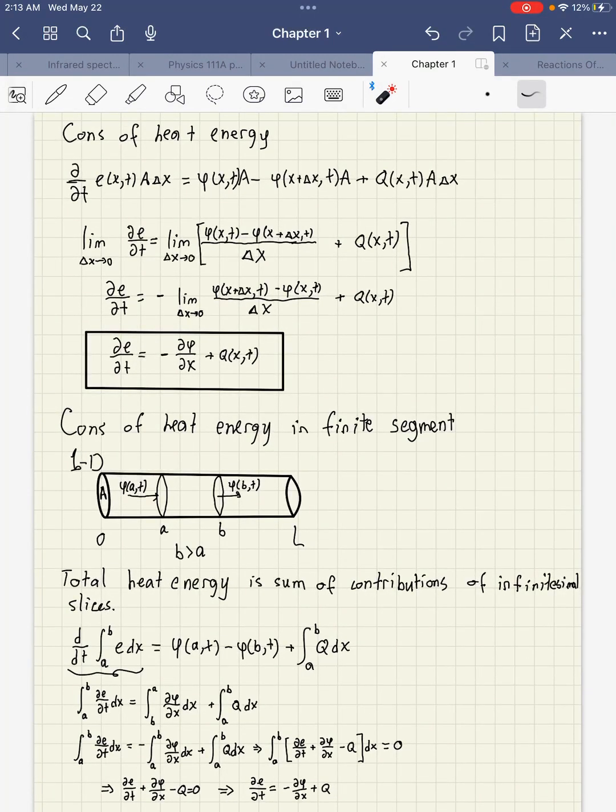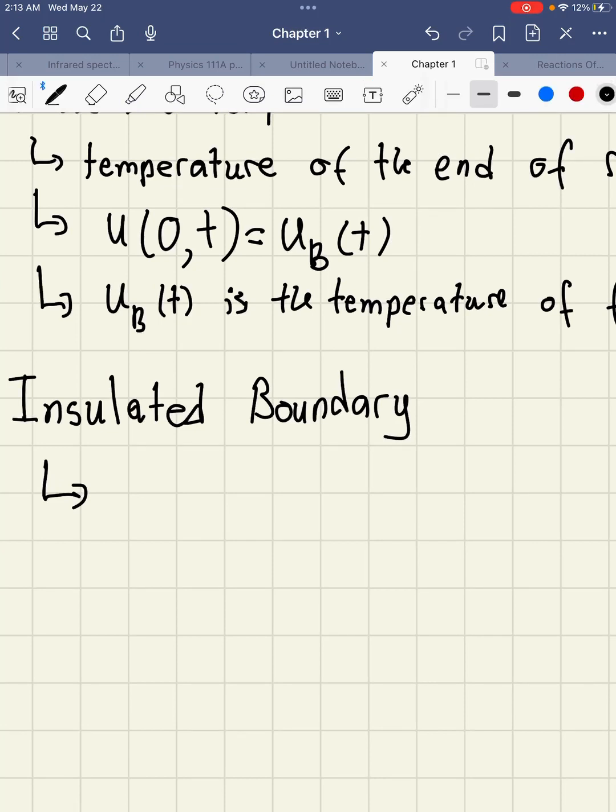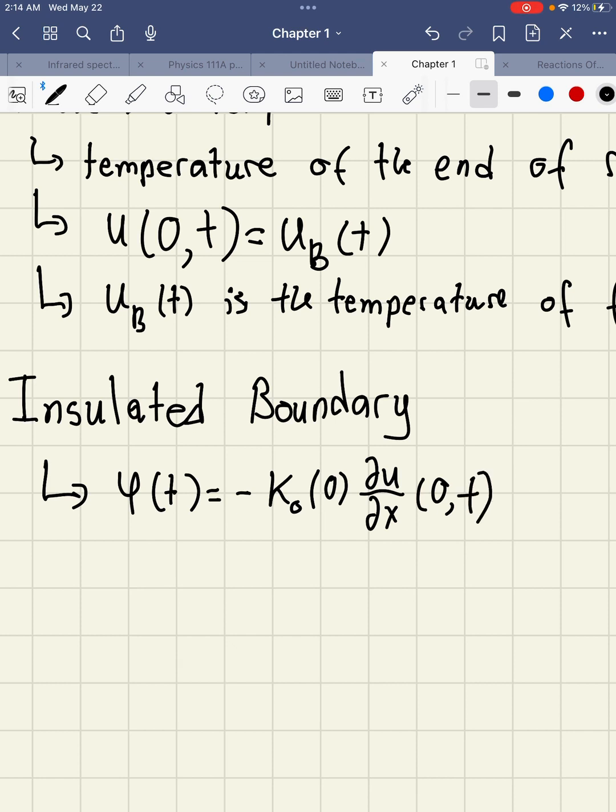So we can use our Fourier's law of heat conduction. Let's say our heat flux at that time is given as negative K naught at that position, partial U, partial X, at x equal to 0, t. This is the given. Based on this, you can determine how poor a conductor or how good a conductor it can be initially.